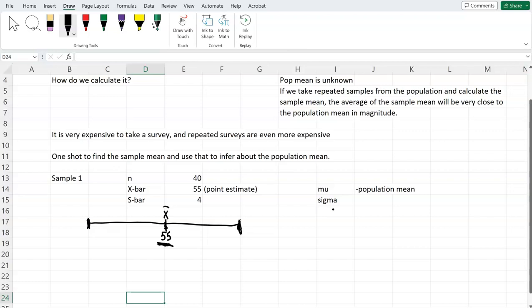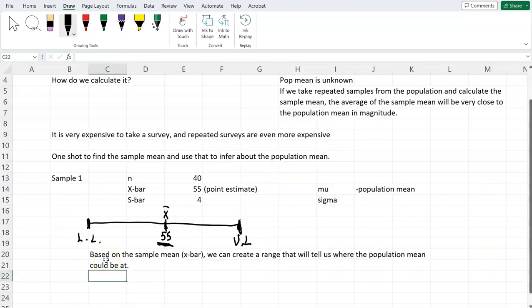So the lower limit and the upper limit. Based on the sample mean, x bar equals 55, I can find a range where I could infer that the population mean is going to be within this range. And this range is called the confidence interval.